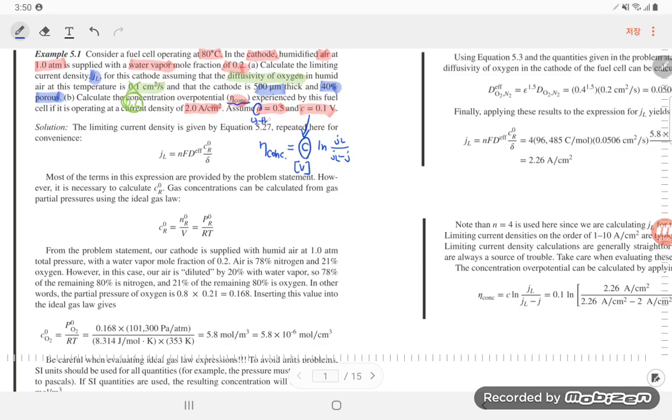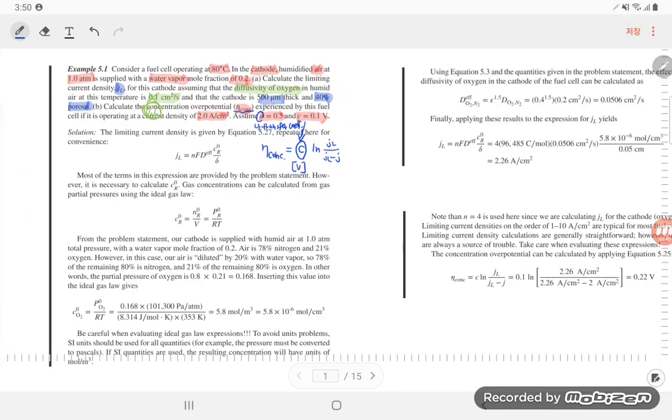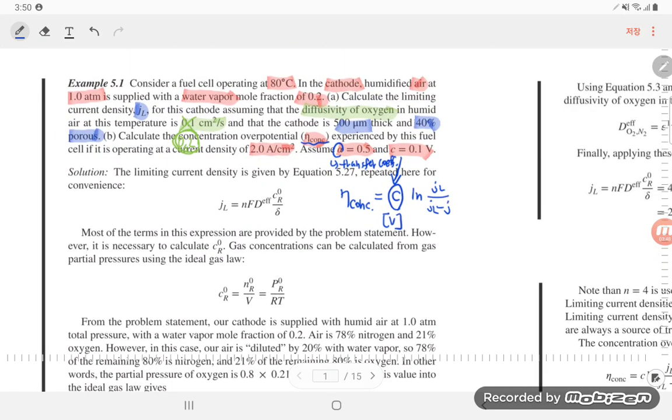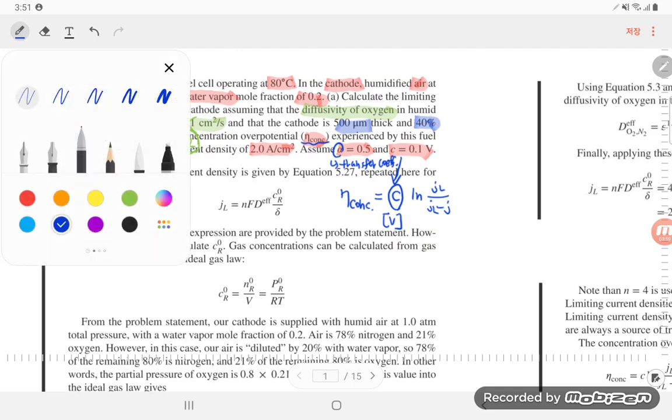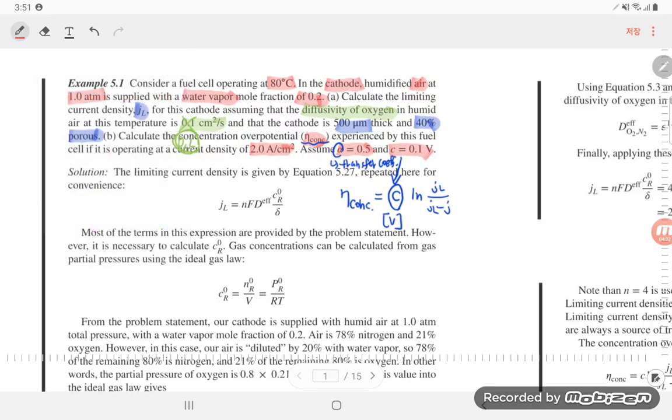Alpha is the transfer coefficient, which determines the kinetic rate of this reaction. Okay, then let's move on to solving the limiting current density first. How can we determine the limiting current density and how to calculate it? The limiting current density is expressed as nF D effective CR0 over delta.